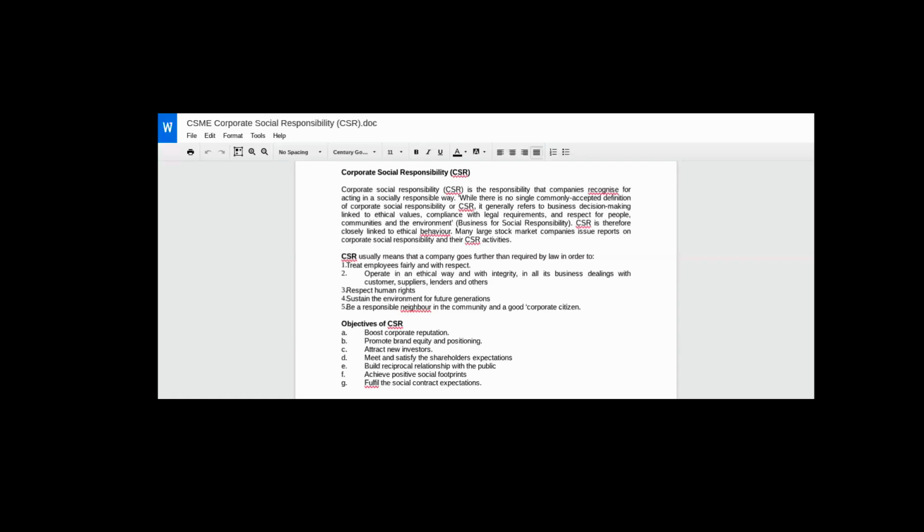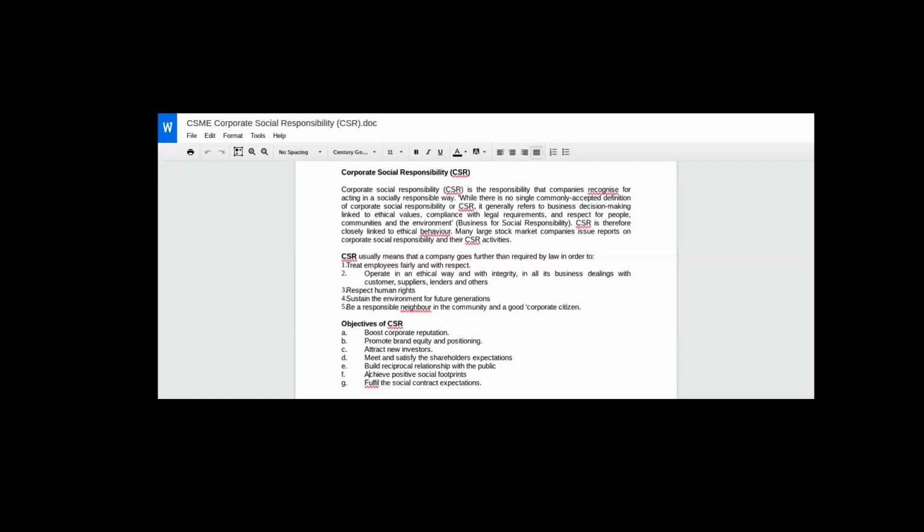So another objective of engaging in CSR is to build a reciprocal relationship with the public. I've informed you that the public here means the government, the customers, the consumers, the vendors, our shareholders, our stakeholders. So when we engage in CSR, it promotes a reciprocal, that is mutually beneficial, relationship with the larger public of the society. And this will directly or indirectly improve our business performance, patronage, and profitability.